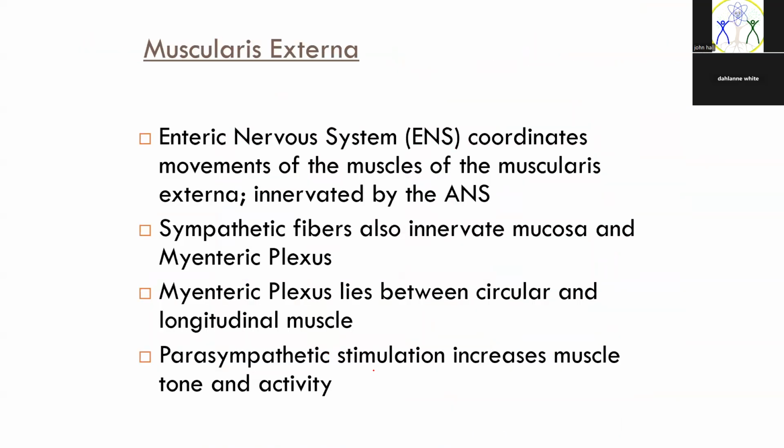All right, so muscularis externa, it mentions here, they have an enteric nervous system. Remember the myenteric plexus, right? Which coordinates movements of the muscle of the muscularis externa and it's innervated by the autonomic nervous system. Now, the reason they mention enteric nervous system here separate is because the enteric nervous system can act independently of your general nervous system. The enteric nervous system does not need instructions from your brain to tell the muscles to contract, tell the muscles to relax.